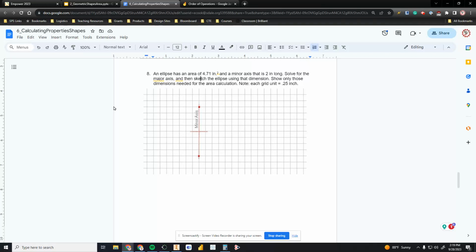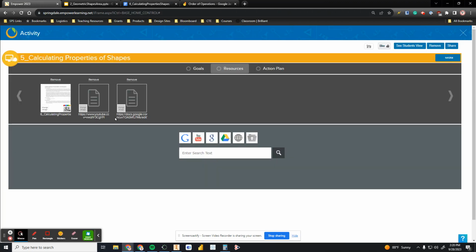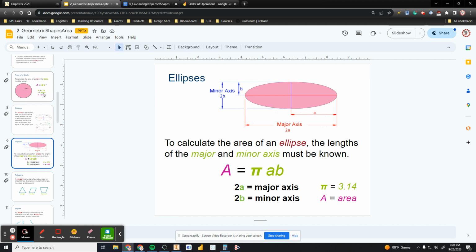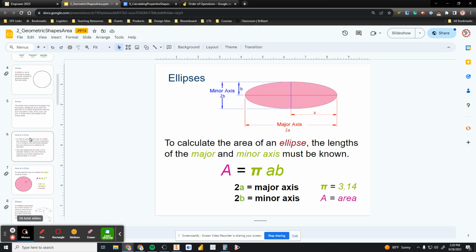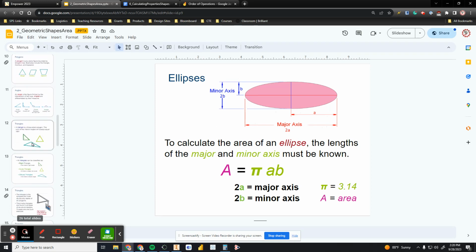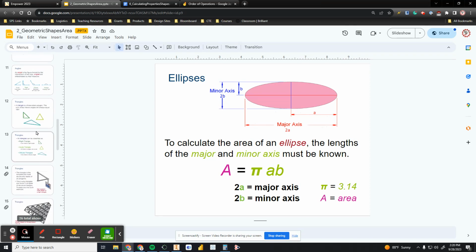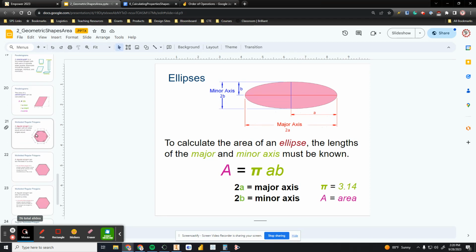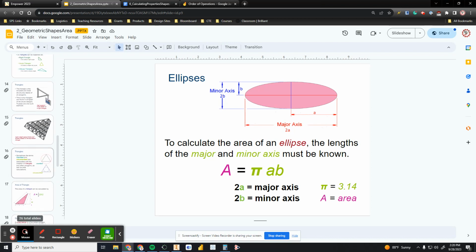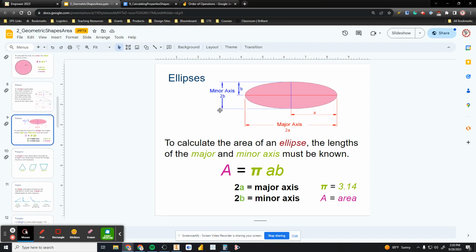Okay, so for this one, we are getting into finding the area of an ellipse. And we don't have a whole lot happening here on our graph paper. It might be good to refresh yourself on what an ellipse looks like. And just so you know, in the assignment, there is a link to the geometric shapes and area presentation. So you are welcome to reference this at any point as you work through the assignment, especially now once we're getting into ellipses and then later getting into the polygons. So that will come into play here in a little bit. But for right now, we're just looking at an ellipse.